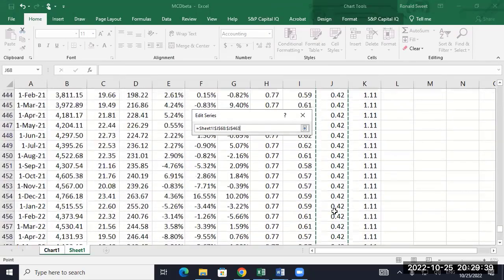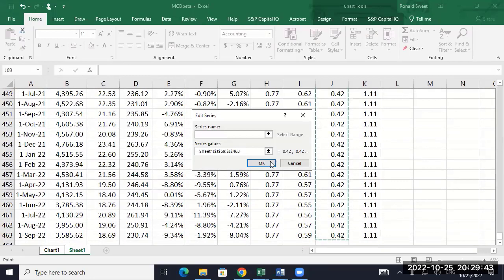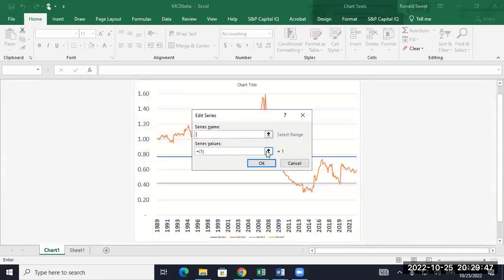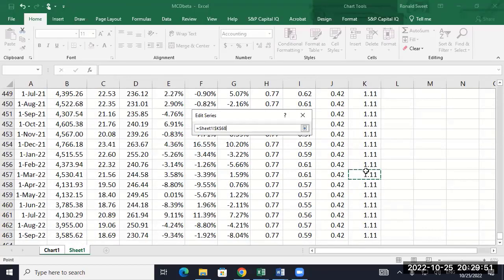Because what's the problem we have with McDonald's? It looks like two different companies, doesn't it? If I were doing McDonald's, I would probably limit my data to the more recent time because they're so different.